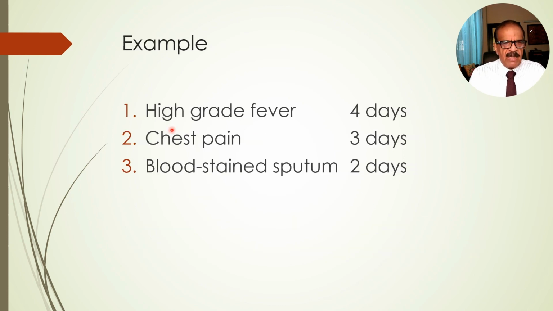So this is an example: high grade fever 4 days, chest pain 3 days, blood stained sputum 2 days. Okay. So in chronological order, 4 days, 3 days, 2 days, and just 3 symptoms. And I have added one adjective because fever may be low grade, moderate. High grade fever immediately gives you some impression. So I think this would make some sense. So when we go to the next section, we will first describe high grade fever, and then we'll describe chest pain, and then mention this one.